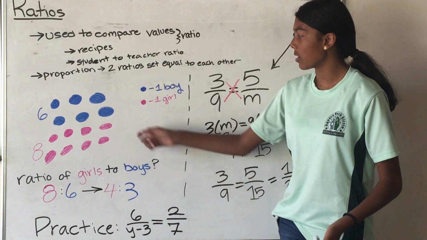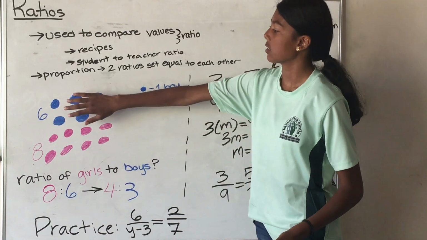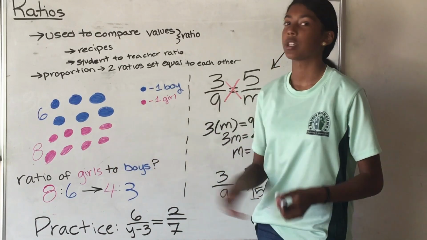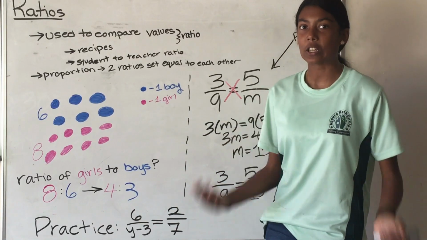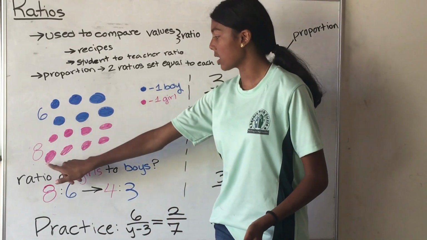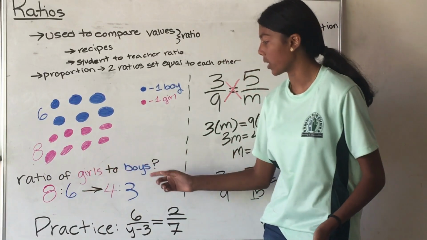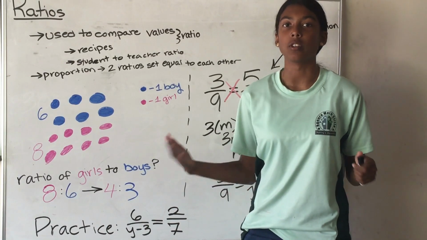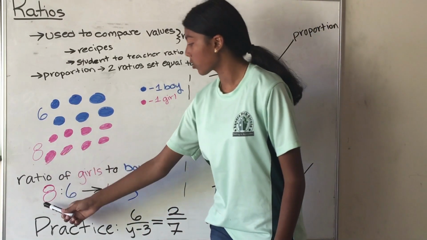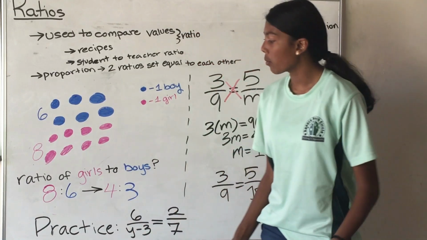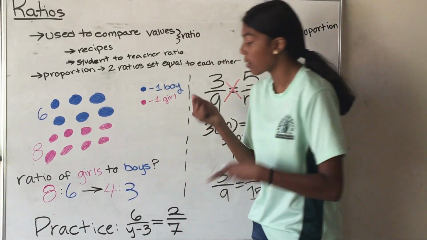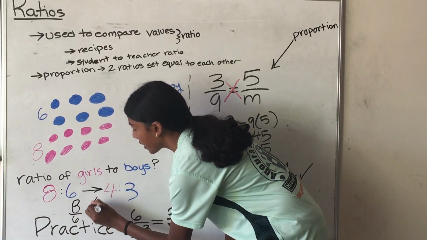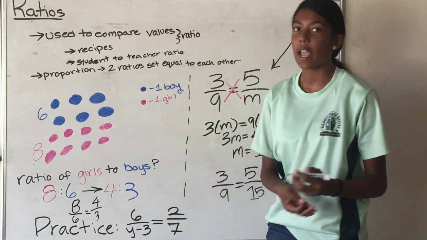So I have an example here for a ratio. We have 6 blue dots, and each blue dot represents one boy, and 8 pink dots, where each pink dot represents one girl. So there's 6 and 8, and they're asking for the ratio of girls to boys. Since they're asking for girls to boys, not boys to girls, we want to write the number of girls first. So there are 8 girls, so we're going to write 8 to 6. But we can simplify this, because technically it can be written as 8 over 6, which can be simplified to 4 over 3, which is our answer.